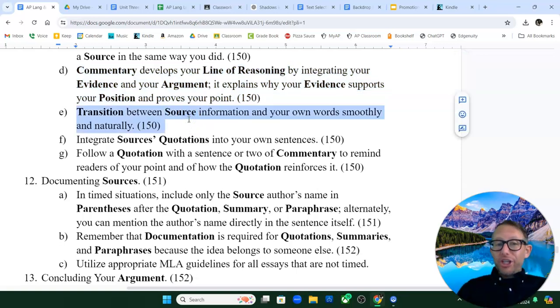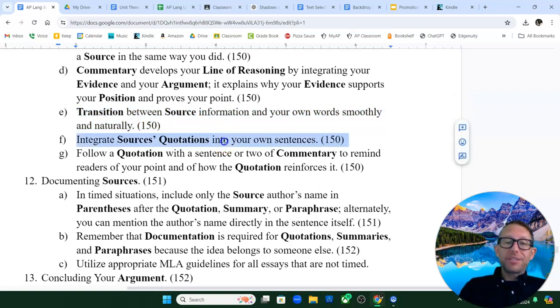Make sure that you're transitioning between source information and your own words smoothly and naturally. Again, transition words, phrases, clauses, whatever the case may be, they're an invaluable tool to make sure that you're moving from one idea, one topic, one source to another in a way that feels natural and flows and isn't jarring to the reader as they're maneuvering through it. Well, jarring or confusing, I should say, because that's worse probably than just jarring. So make sure that you're trying to incorporate those transitions, and your commentary is the way that you can be transitioning from one source or quote to another.